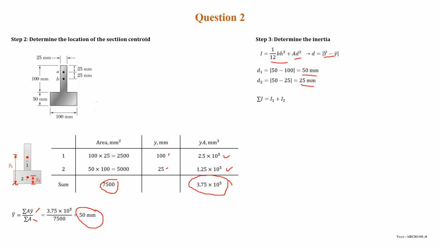Now we find the total inertia, which is the inertia for shape 1 and shape 2. Basically, we just need to put everything into the formula obtained here. And finally, we found that the total inertia is 12.5 times 10 to the power of 6 millimeter to the power of 4. However, since we are going to be dealing with meter as the dimension, we need to convert it to meter, and the result is 12.5 times 10 to the power of minus 6 meter to the power of 4.